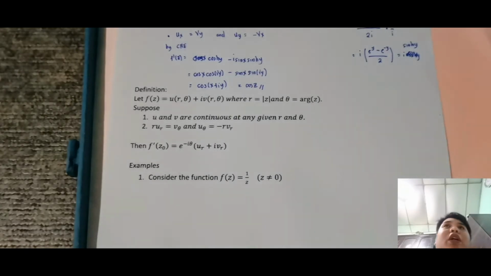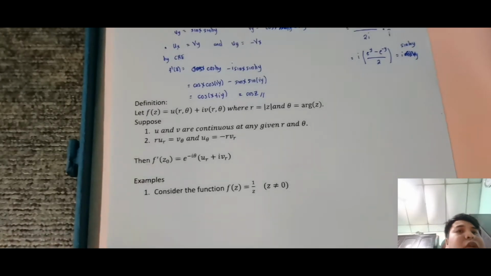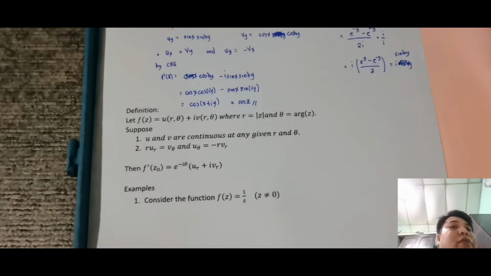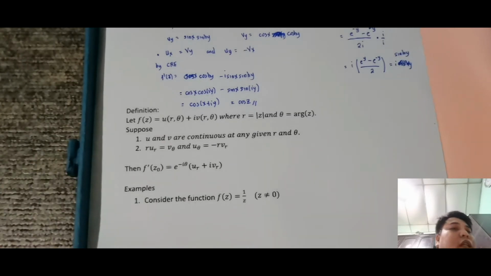Sir, what if po ang ginagamit mo naman is r comma theta? Okay, so meaning polar form, yung r cis theta. Ganun ulit, i-convert naman natin siya sa form na r cis theta, so i-evaluate natin f of r cis theta, where r is modulus of z, then theta is yung ating argument of z. Next, suppose that u and v are continuous at any given r and theta, so i-check mo ulit kung continuous siya dun.